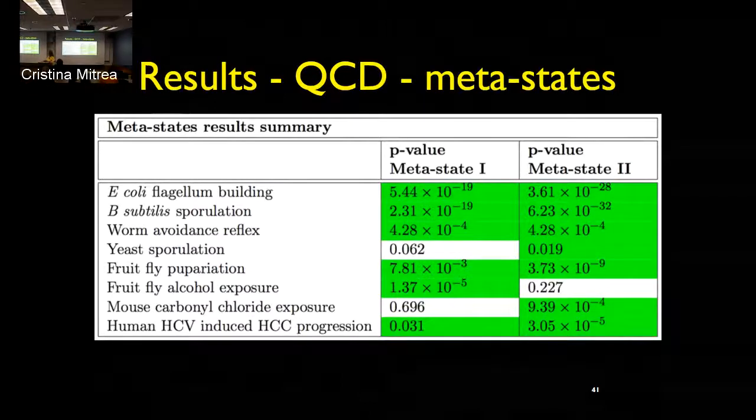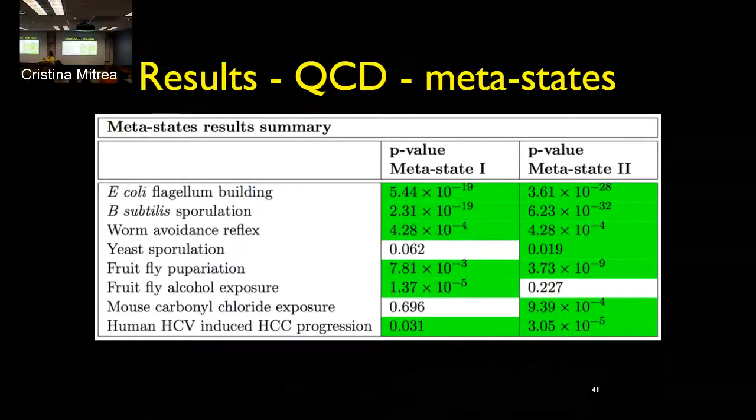In the mouse carbonyl chloride exposure, and this is phosgene gas, that's very toxic. So in that case, we wanted to see when the first changes in the mouse happen before even the physical symptoms that you could see happen. The same thing for yeast sporulation. So we have a wide range of data sets.